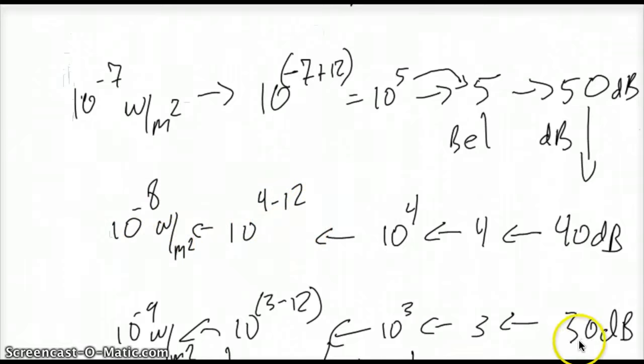And the same thing with this one, they give you 30 dB, and then you divide it by 10 to get 3, take the 3 as the exponent, and take 10 to the 3 minus 12, and you will get 10 to the negative 9 watts per meter squared.